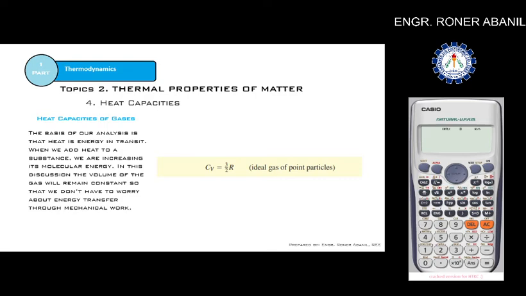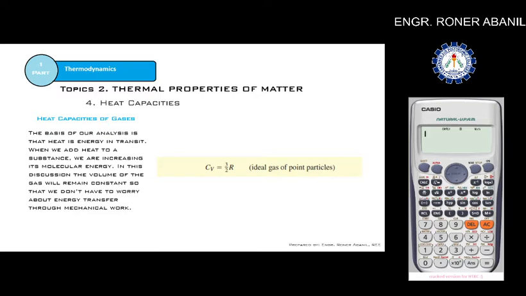Hello guys, pagpatuloy lang natin yung discussion natin na nakaraan. So, nasa thermal properties of matter pa rin tayo. And this is the fourth subtopic, yung heat capacities. Okay? So, let's start with heat capacities. Dito meron tayong tinatawag na heat capacities of gases.